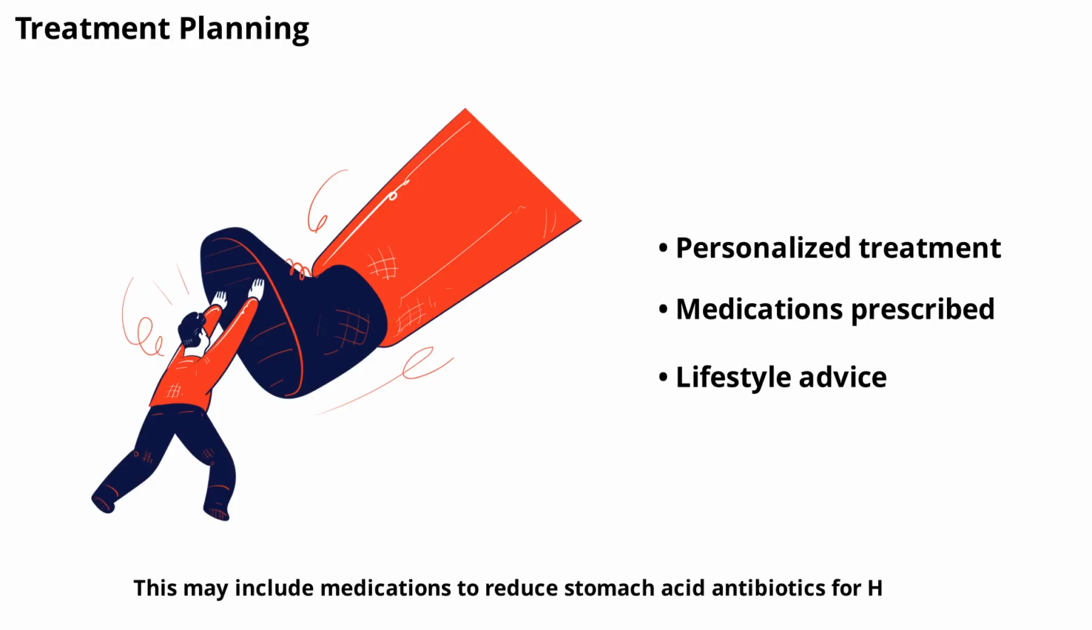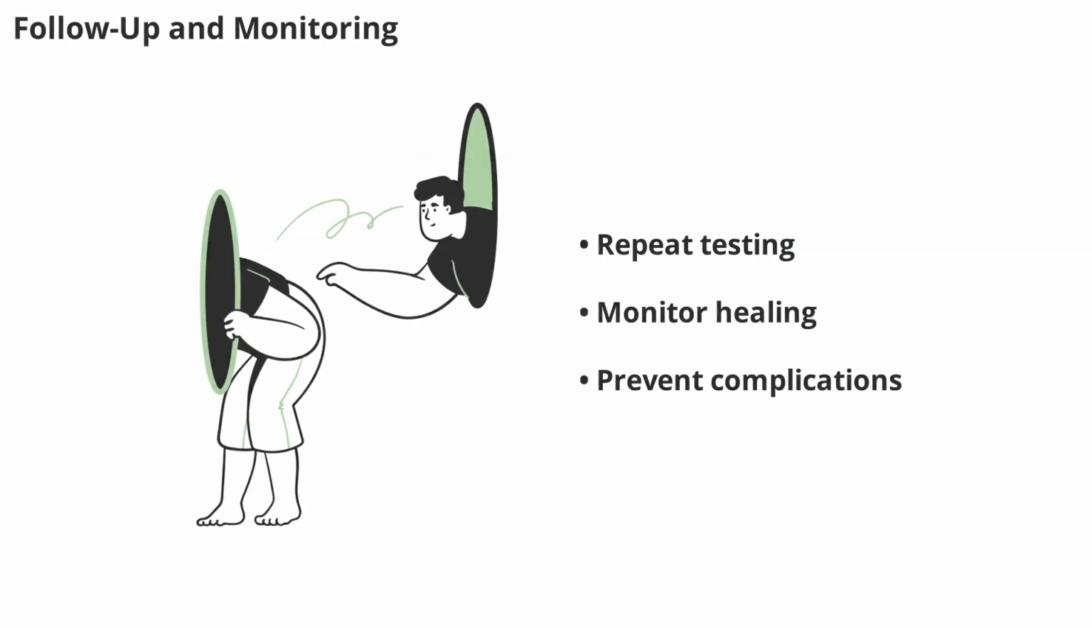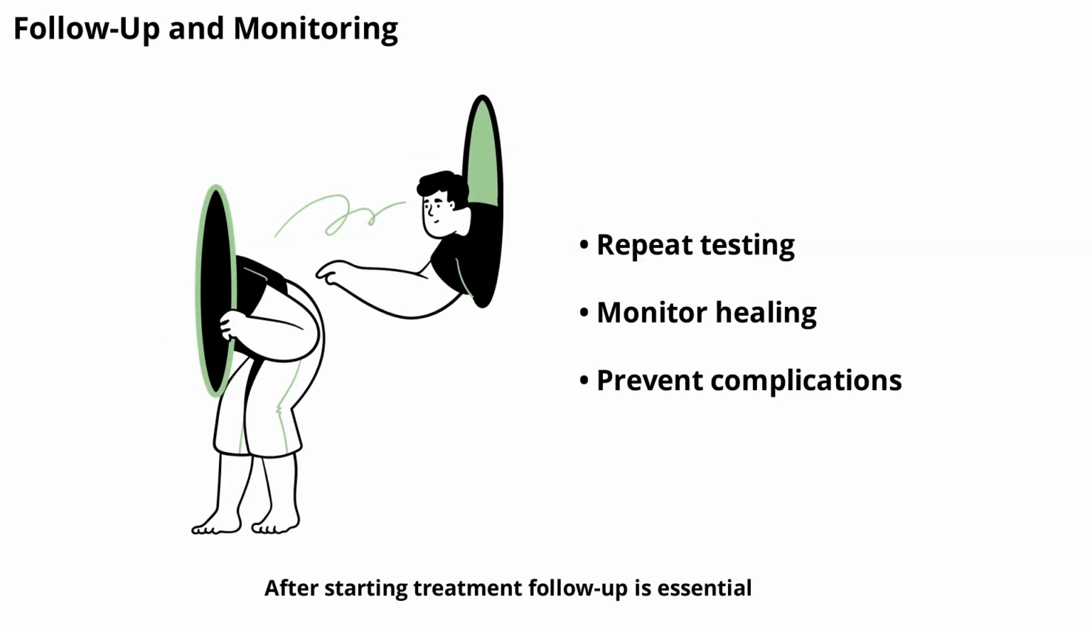This may include medications to reduce stomach acid, antibiotics for H. pylori, and recommendations to avoid certain medications or lifestyle factors that can worsen ulcers. After starting treatment, follow-up is essential. Doctors may schedule repeat tests or endoscopy to ensure the ulcer is healing and that H. pylori has been eradicated. Monitoring helps catch any complications early and ensures the best possible outcome.